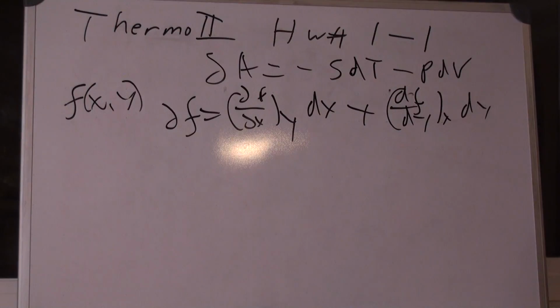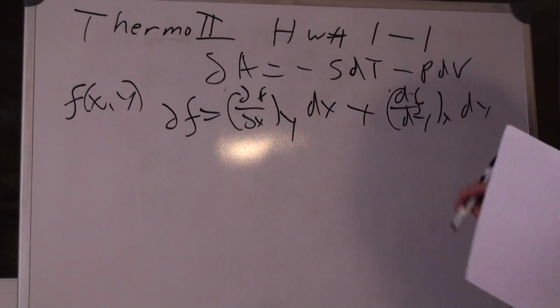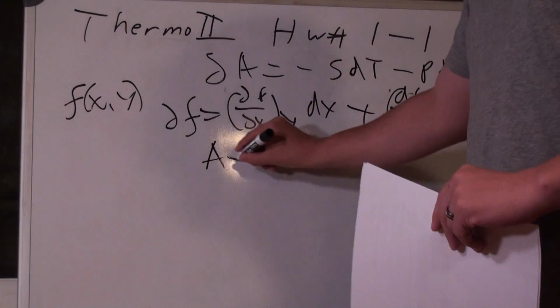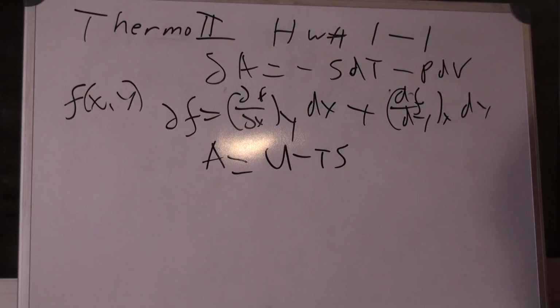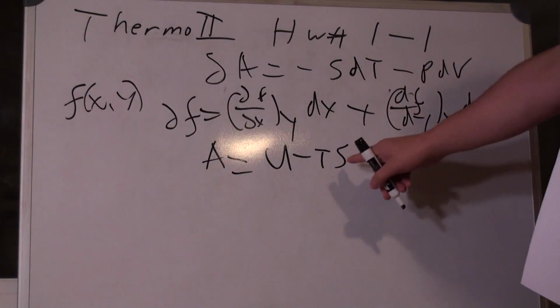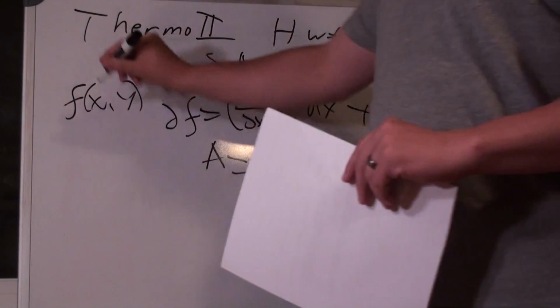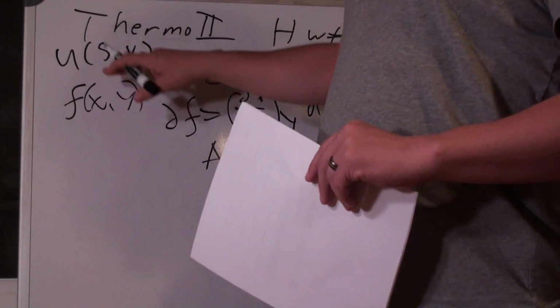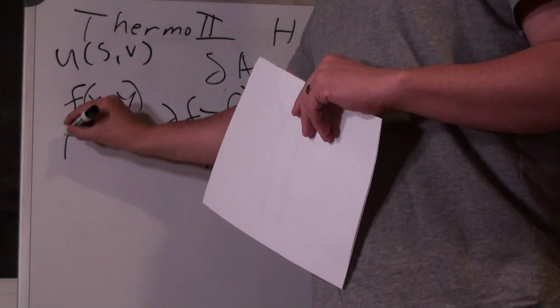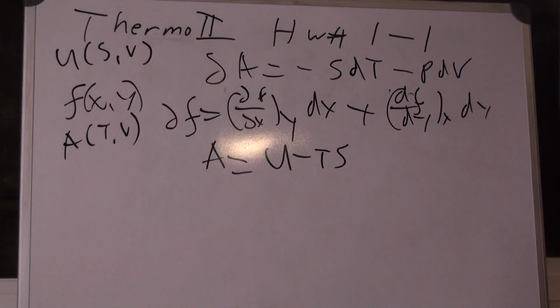The reason why they're T and V is because of where we got this. A came from the transformation, using the Legendre transform, the transformation of S to T. So S became T, so U was a function of S and V. Well, we left V alone, and then we transformed T. So A is a function of T and V. And so those are our x and y in this case.